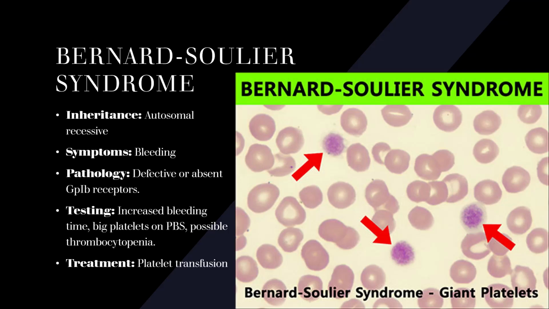The testing is very similar. Increased bleeding time, as we mentioned, which is the case for all primary hemostatic disorders. And an interesting tidbit that you might get tested on USMLE Step 1 is on the peripheral blood smear: you see very large platelets.